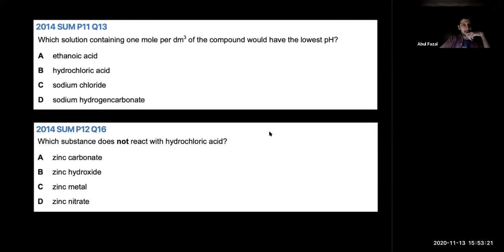Okay, for the first one, what's the answer, people? What do you guys think? A. A. Okay. Sodium chloride is not an acid. Yeah. Okay, what does having low pH mean? Lowest, yeah, more acidic. For a strong acid or for a weak acid? Strong.